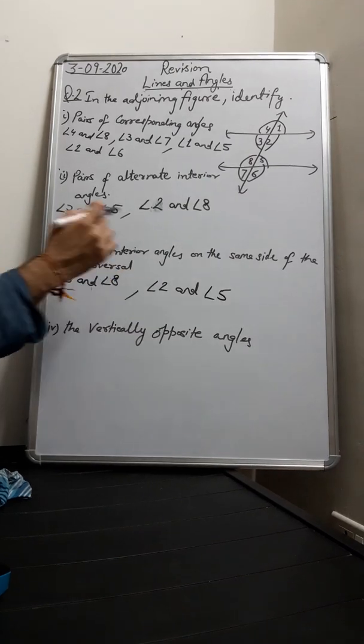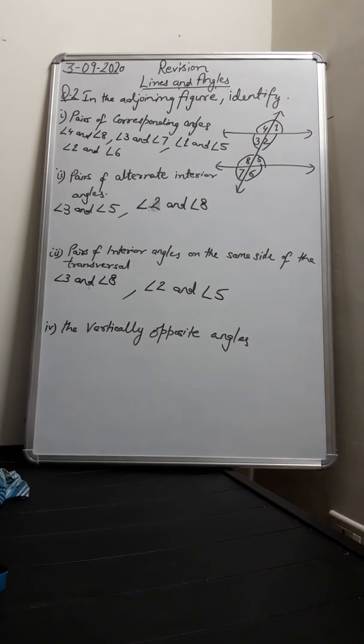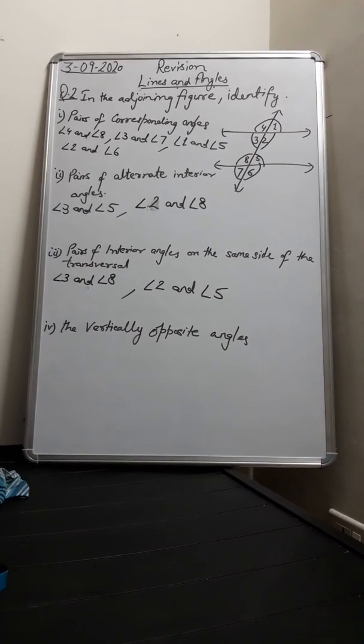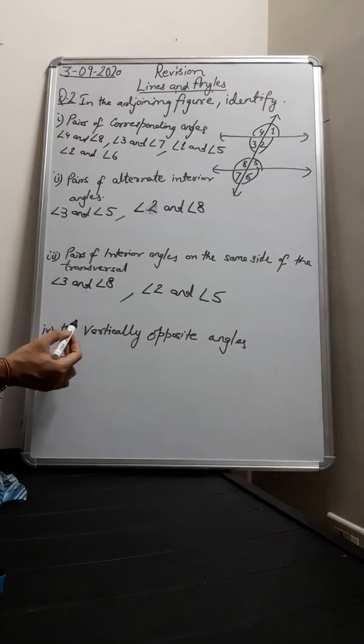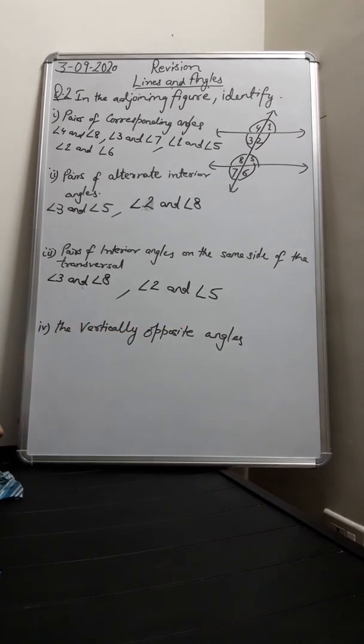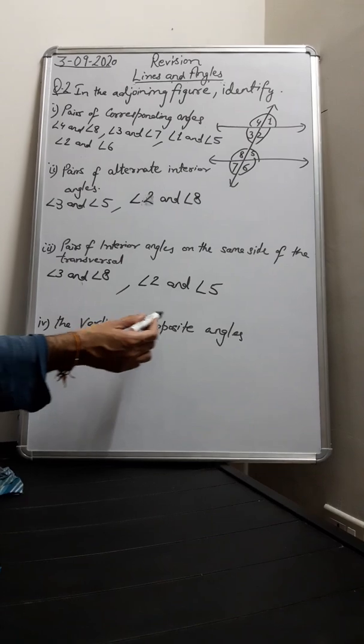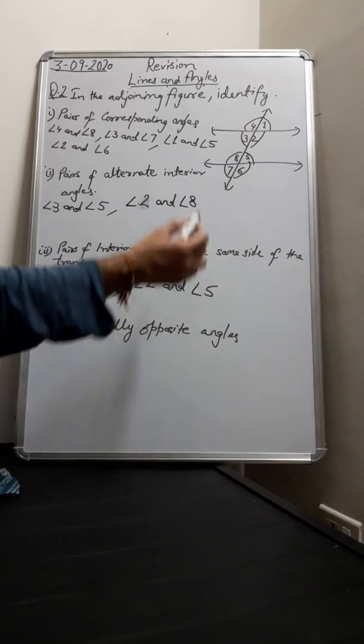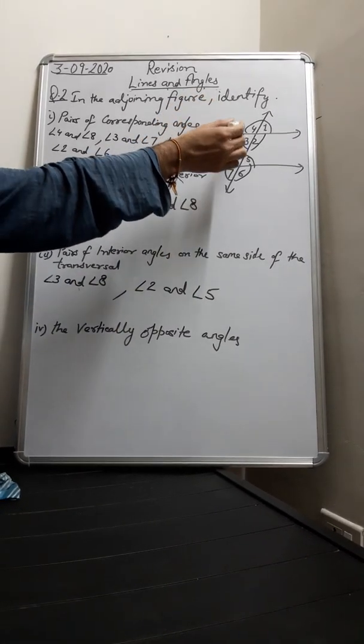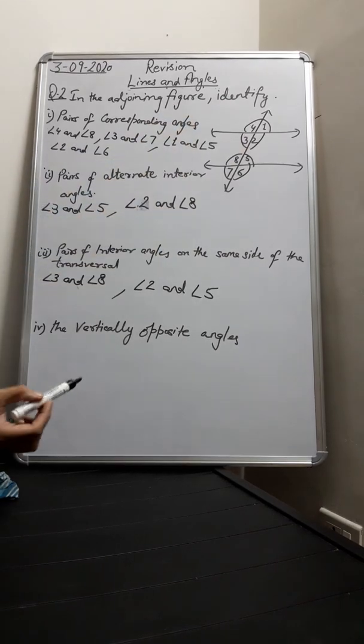So these are the pairs of interior angles on the same side of a transversal. Next is the vertically opposite angles. Vertically opposite angles are those angles which have a common vertex and they are opposite to each other.